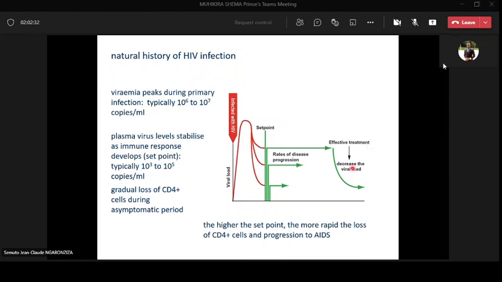So the effective treatment will decrease quickly the viral load. Your viral load is decreased to undetectable level, and CD4 automatically rise, the T4 cells. The higher the set point, the more rapid the loss of CD4 cell and progression to AIDS.